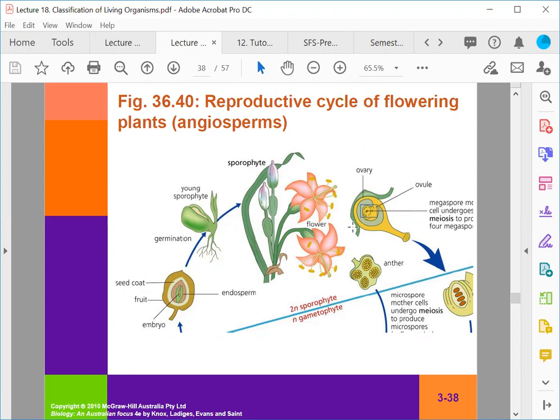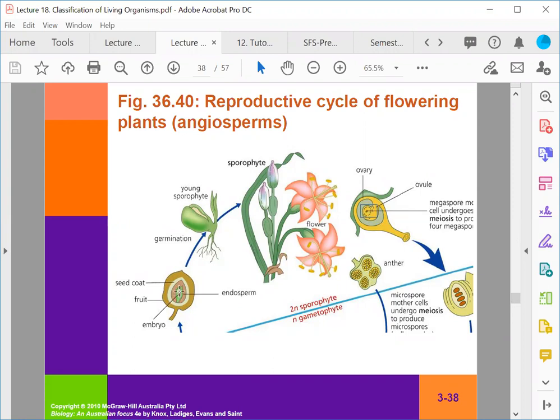So if we take a closer look, this is part of the male reproductive part. It's called the anther, and this is where pollen is produced. Here we have the female reproductive part enlarged, and within this carpel, we have this ovary, which contains an ovule, and within the ovule, we have the egg cell. Now, if that's fertilised by the sperm cells found within the actual pollen, then an embryo starts to form.